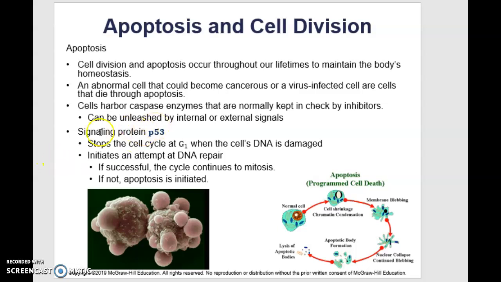We don't need to worry about this signaling protein P53. Just know that just like there were signals that would tell a cell to go to the next cycle, there's also signals that tell a cell to undergo apoptosis or to dissolve, and it stops the cell cycle when the cell's DNA is damaged.